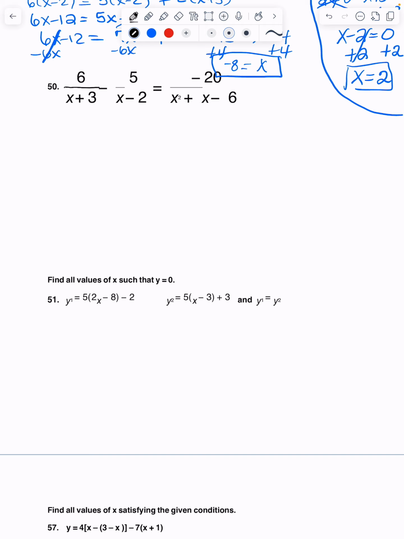And these should be 6 over x plus 3 minus 5 over x minus 2 is negative 20 over x squared plus x minus 6. So I want to look for the restrictions on the variable, but I notice that I have a trinomial over there on the right side. So what's going to happen there is I'm actually going to be able to factor that problem. When we're pulling out and trying to multiply by the common denominator, I need to make sure everything is factored.